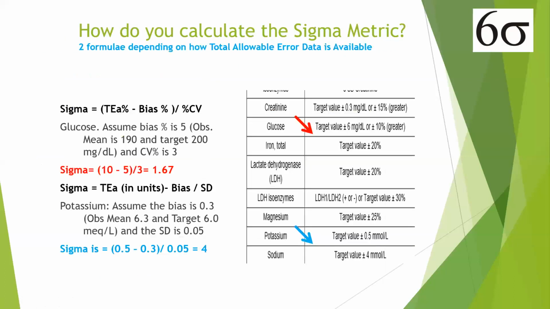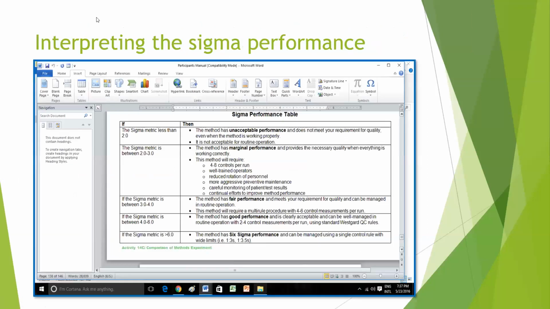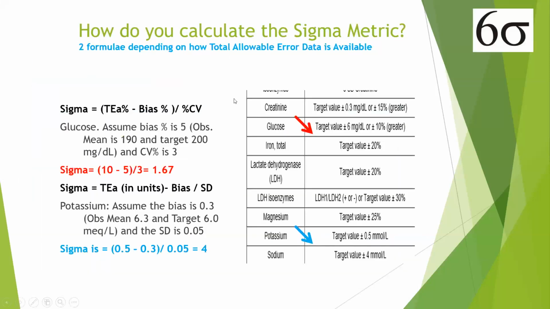Now, how do we calculate? So we said we will define and we'll calculate the baseline. So how do you calculate the sigma metric? There are 2 ways of doing it, depending upon how your lab uses or documents its total allowable error data. Now, here, this is your reference here.